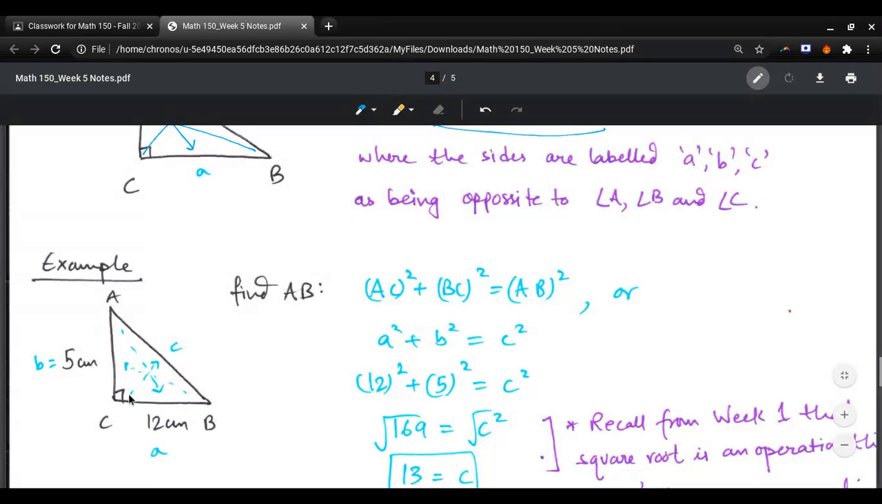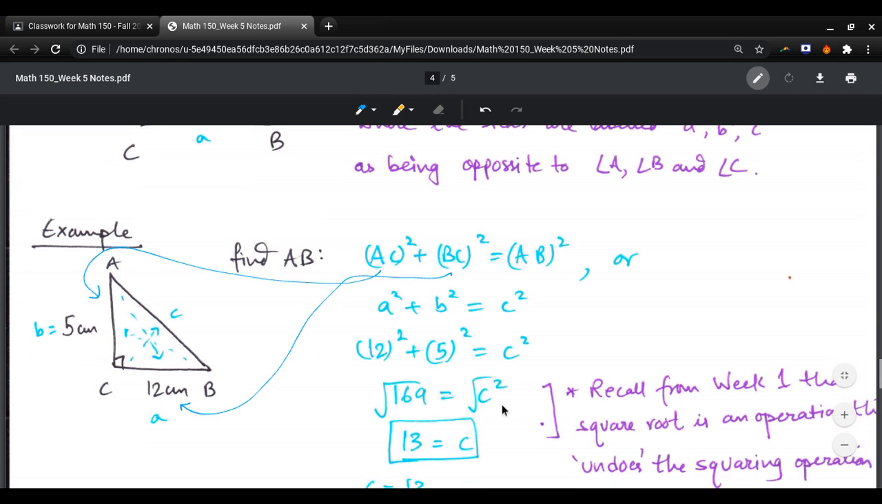Example, let's say in this figure, I am given two sides being 12 and 5 and I have to find the third. So I label according to opposite. So A gives me a, B, and C. I get the legs are AC, that's AC. AC is this side. And BC, which is this one. So I get AC squared plus BC squared equals AB squared.